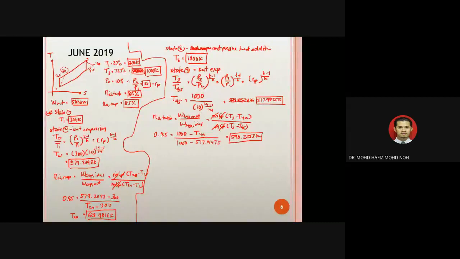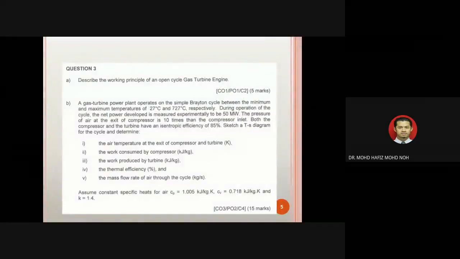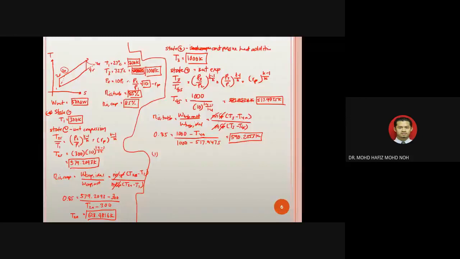So you go for the first question. The first question requires you to calculate the temperature at the exit of the compressor and turbine. So basically, they want you to calculate T2 actual, which is 628.4816 Kelvin. And then T4 actual, which is 590.2553 Kelvin. Okay, right. And then question number 2.